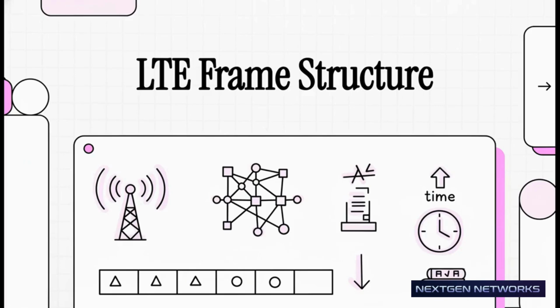All right, so today we're going to dive deep into something pretty cool, the invisible architecture that basically runs our entire wireless world. It's called the LTE Frame Structure. You can think of it as the ultimate rulebook, the thing that keeps all our calls, texts, and videos from turning into total chaos. So let's pull back the curtain and see how this thing really works.